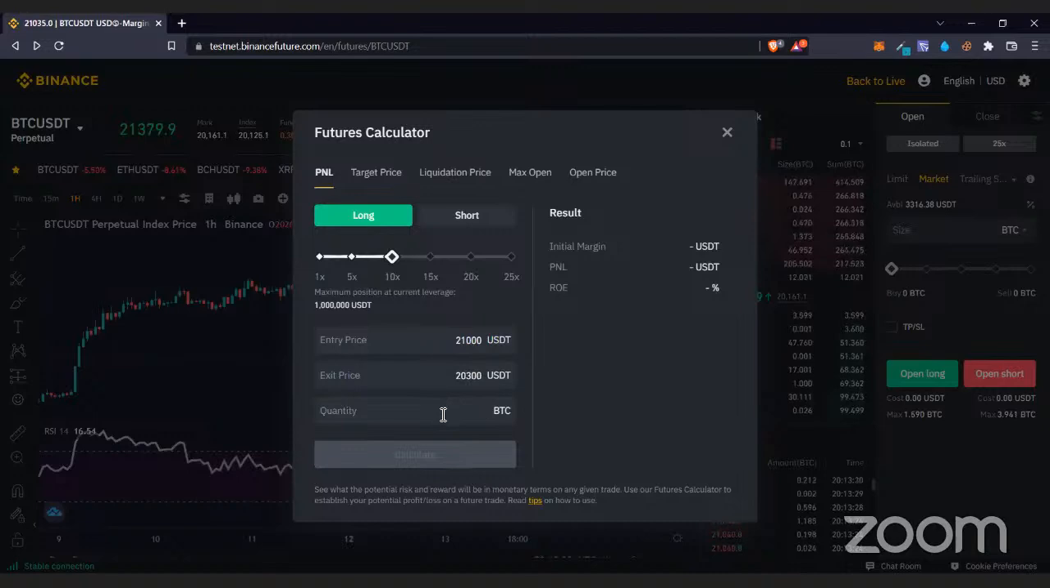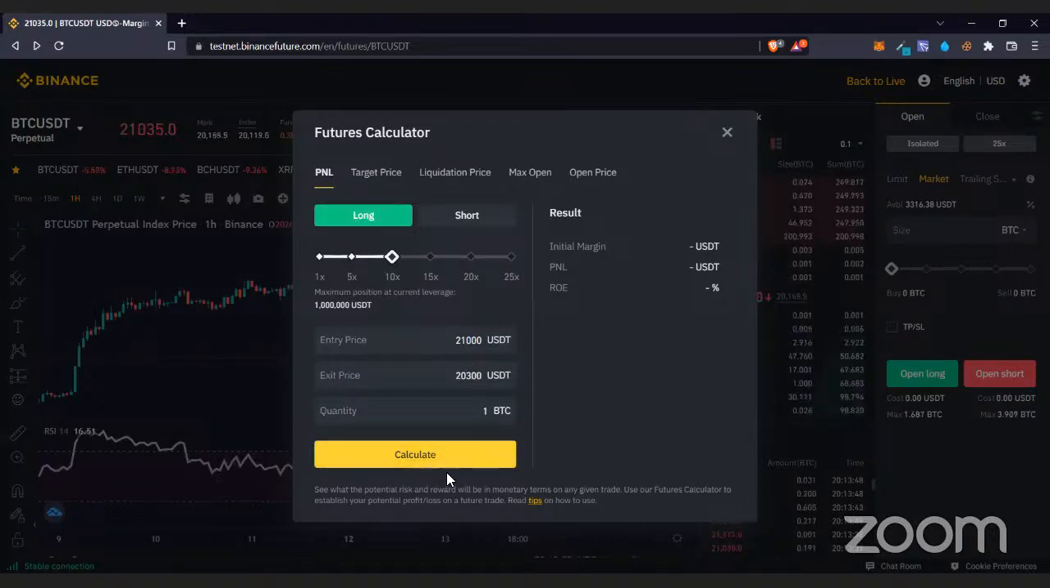Okay, what's the quantity of the Bitcoin we are trading? Now, the quantity depends on the amount of money you are actually staking. Here, it gives me BTC. It gives me the option to put in the amount in BTC. If I say 1 BTC, for instance, and I go ahead and calculate this, remember this is a long position. I'm on the long position tab.